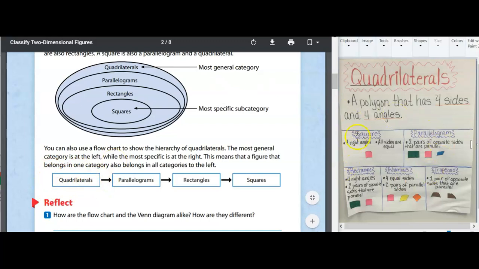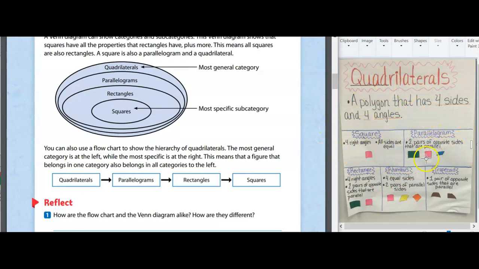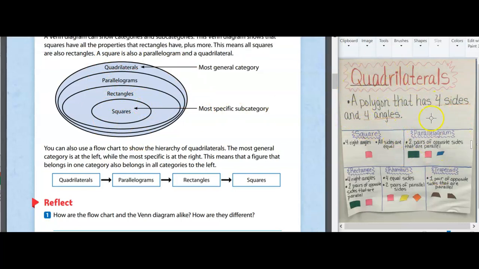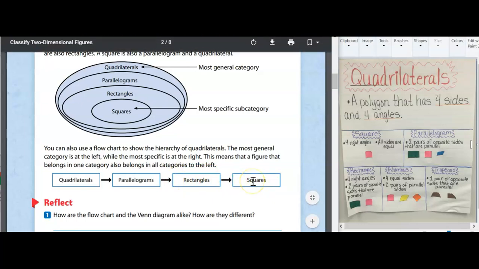And I placed an anchor chart here for us to help us understand how we can categorize our terms. So the quadrilateral is the largest category, so that goes to the far left. The parallelogram will be the next largest subcategory. So we have parallelogram, and then rectangle will be the next subcategory, and square will be the most specific, and that will go at the end.